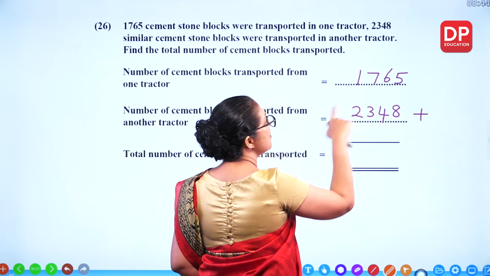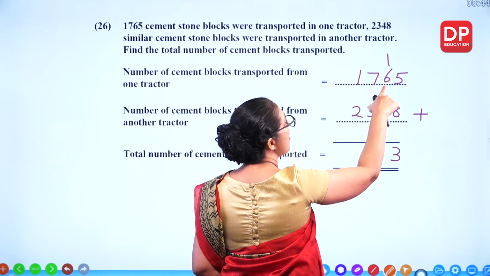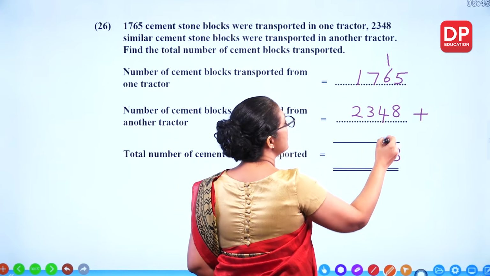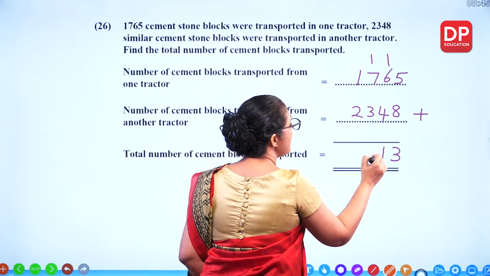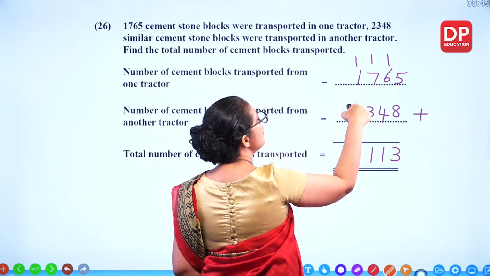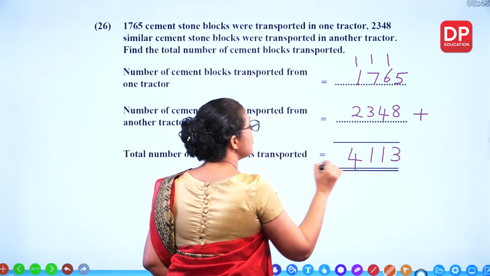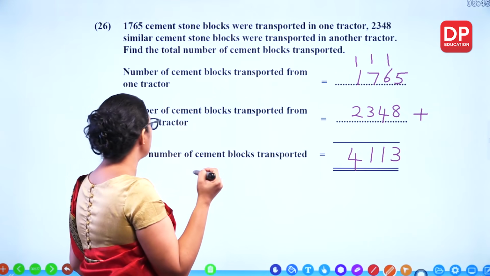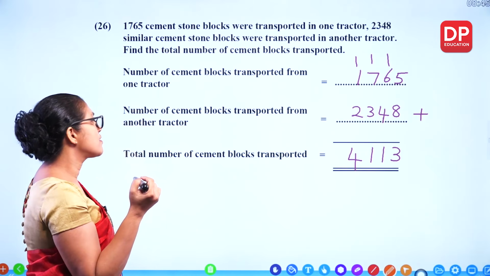Add it together. 8 plus 5, 13. Take 1. 7 plus 4, 11. Another one here. 8 plus 3, 11. 1 there. 2 plus 1, 3. 3 plus 1, you get 4. So, altogether, 4,113 cement blocks transported.